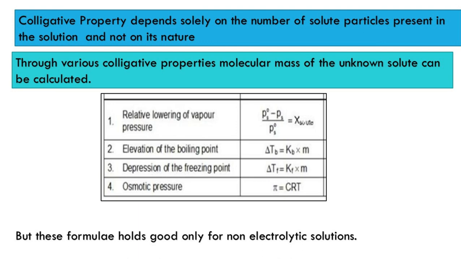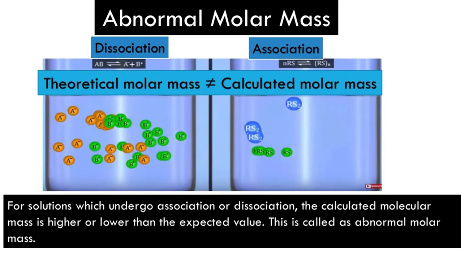non-electrolytic solutions. For solutions which undergo dissociation or association, the number of solute particles will be more or less than expected, and hence the calculated molecular mass is higher or lower than the expected value. This is called abnormal molar mass.